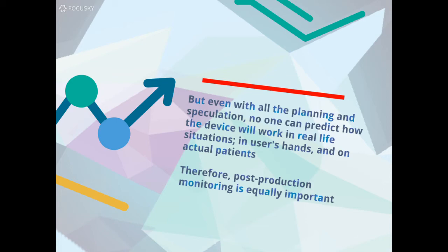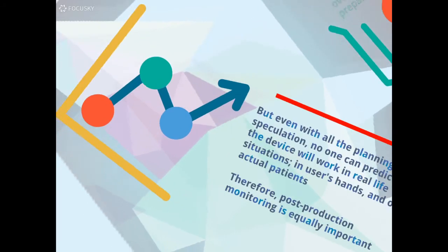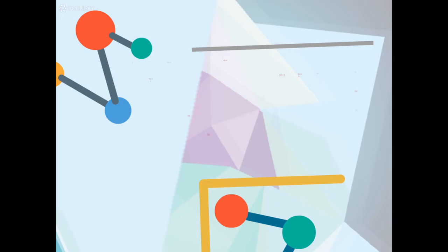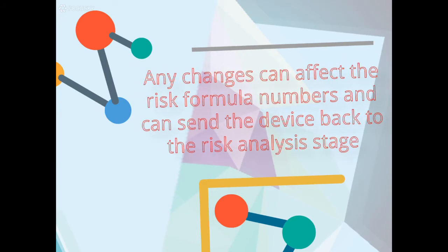But even with all the planning and speculation, no one can predict how the device will work in real-life situations, in users' hands and on actual patients. Therefore, post-production monitoring is equally important. Any changes that can affect the risk formula numbers can send the device back to the risk analysis stage.